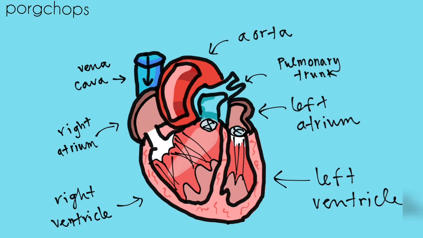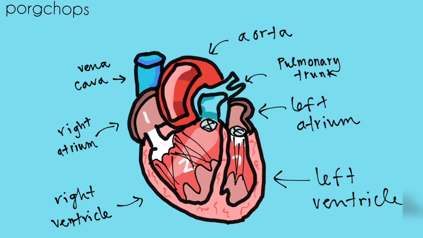Now, when the deoxygenated blood first enters your heart, it goes into the vena cava, then through the right atrium and right ventricle, and then it's going to pass out through the pulmonary trunk so it can get oxygenated by the lungs. Okay, and then the oxygenated blood goes back into your left atrium, down through your left ventricle, and back up all the way through your aorta, and then into the rest of your body.